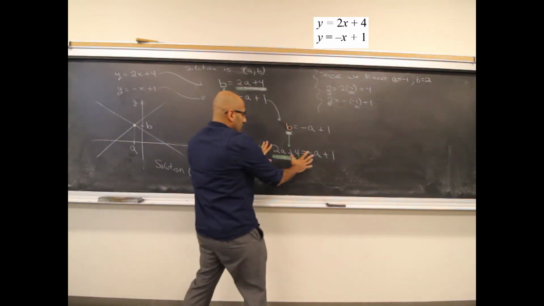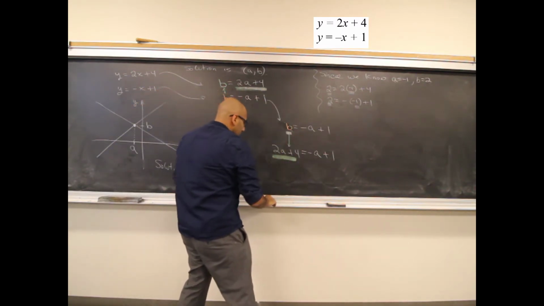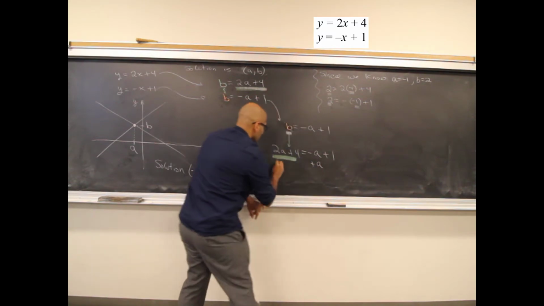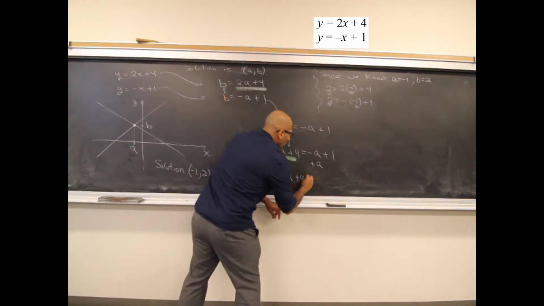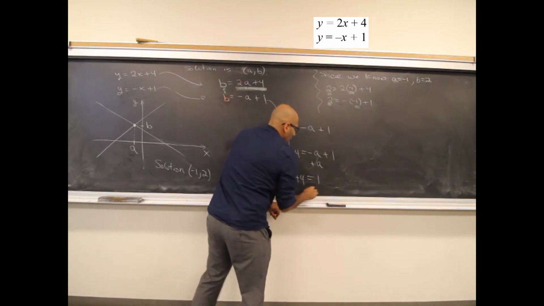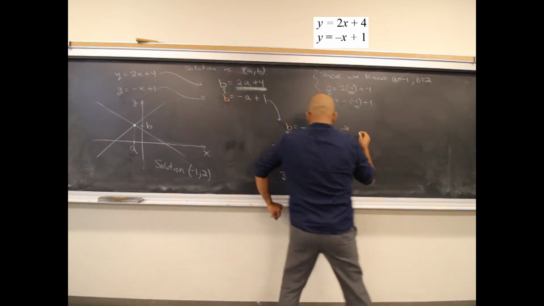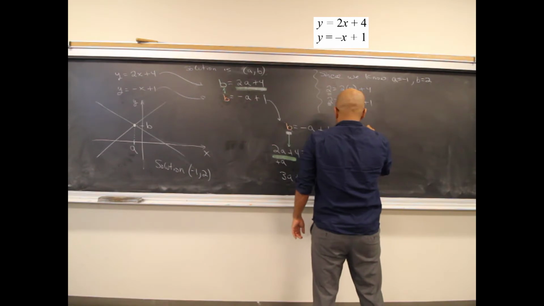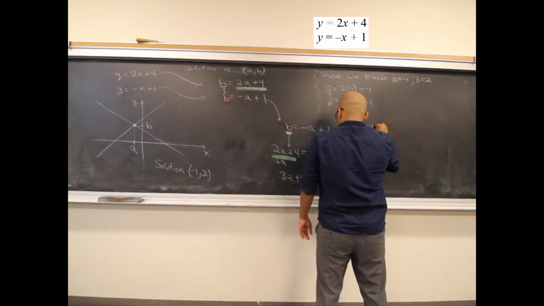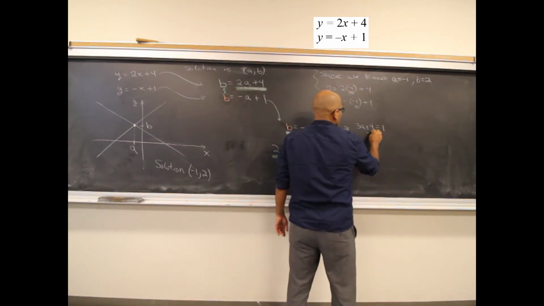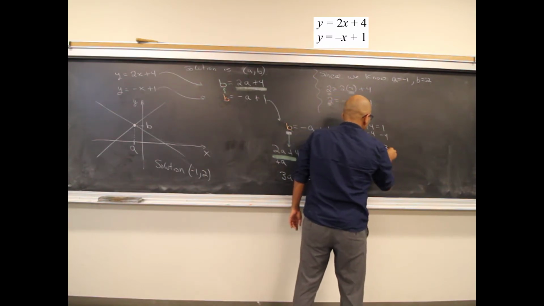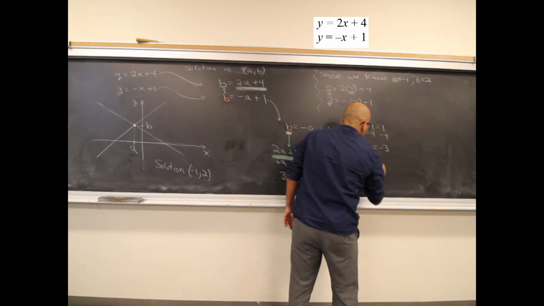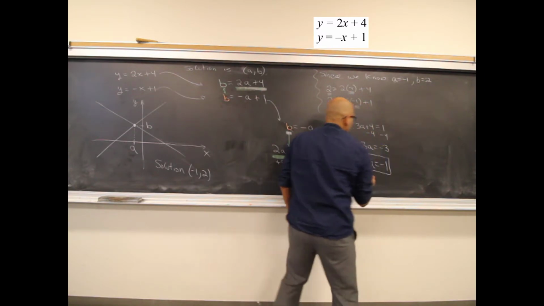Okay, so solving for A, I'm going to move this over, plus A, I end up with 3A plus 4, these guys cancel, I get 1. I end up with 3A plus 4 equals 1, so move this over, minus 4, I get 3A equals negative 3, so therefore A equals negative 1. Got it.